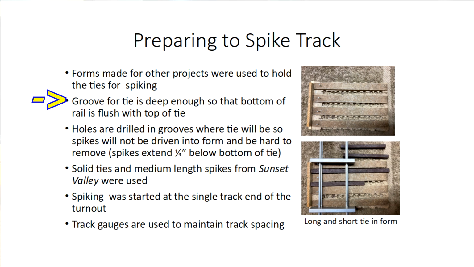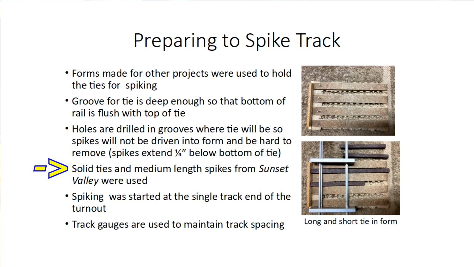Grooves are cut in there, which are the width of the ties. And then I drilled holes underneath where the ties would go. That's because when you spike rail down, the bottom of where the spike goes through is about a 1/4 inch below the tie, and if you didn't have these holes down here, you'd just be basically nailing into the form, and then you couldn't pull a tie out, or it would be very hard to pull a tie out without bending stuff. So anyway, that's why the holes are there.